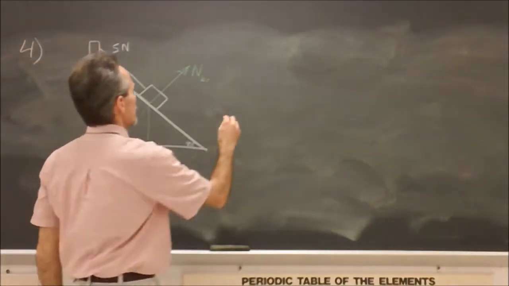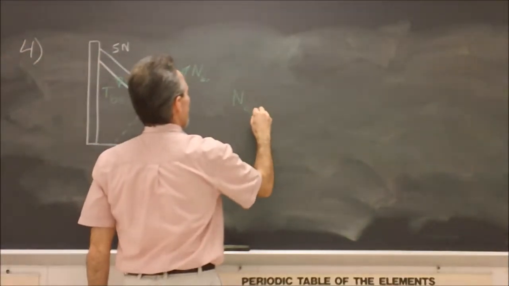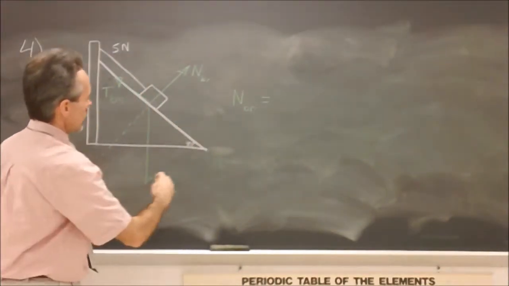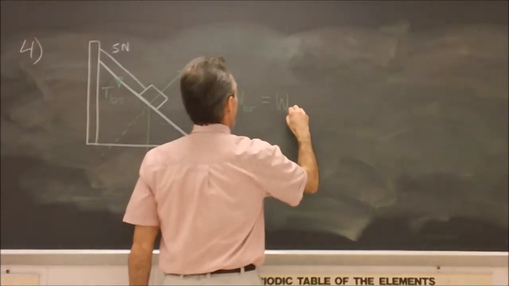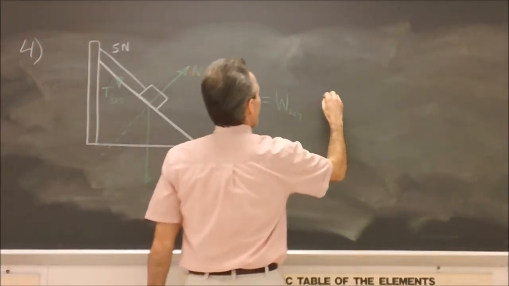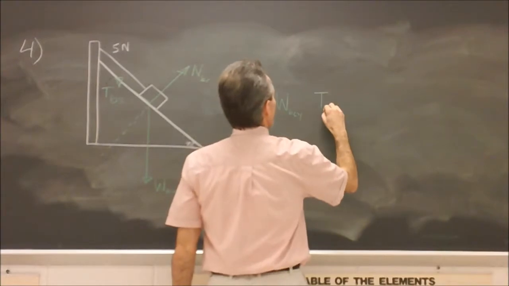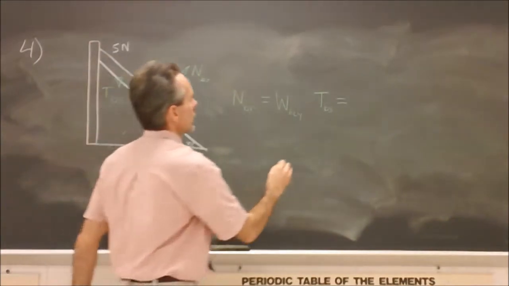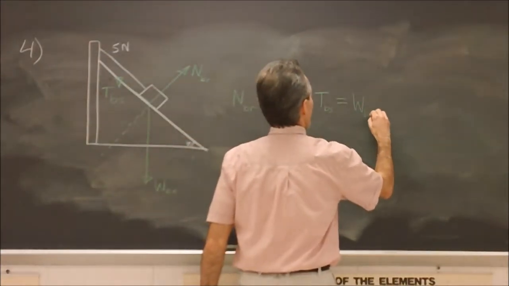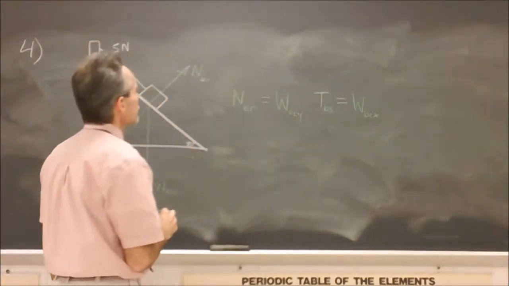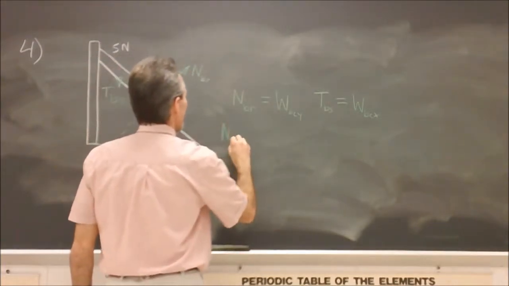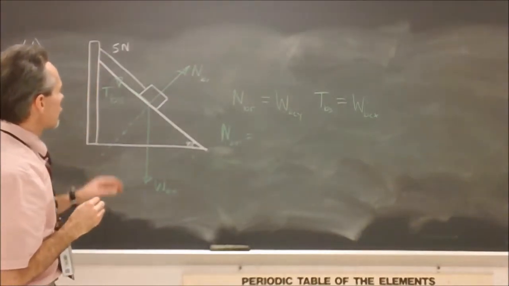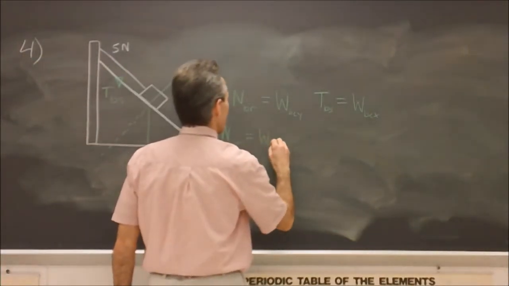So let me go ahead and write my two equations. The normal on the box from the ramp must be equal to the y component of the weight. And the tension force on the box from the string must be equal to the x component of the weight. So the support force on the box from the ramp would be equal to the weight in the y direction.